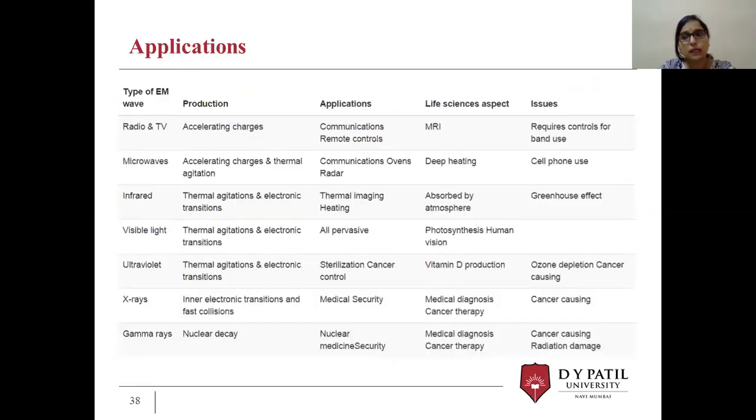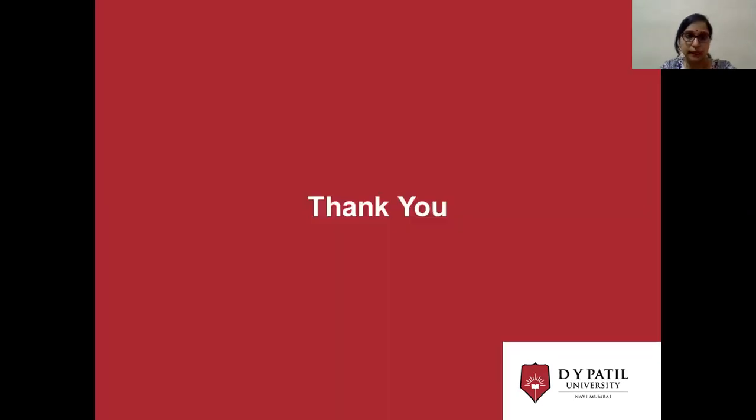Now this is a table, at last, which I just want to show you: how the type of electromagnetic wave is related to the production of different phenomena, how it is related to the applications of different techniques in our daily life, how life sciences and other technological fields are being impacted, and also what drawbacks we are facing with this particular kind of technique.